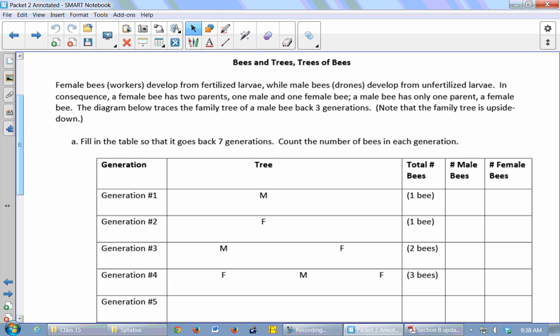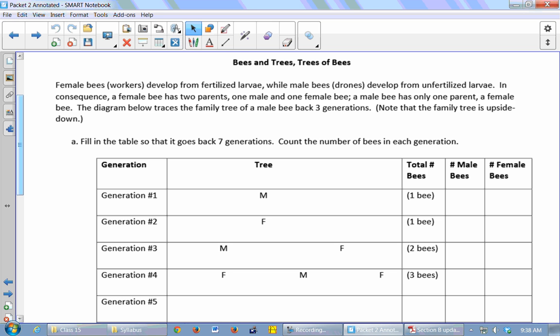Female bees, which are the worker bees, develop from fertilized larvae, while male bees develop from unfertilized larvae. As a consequence, a female bee has two parents, a male and a female. And a male bee has only one parent, just the female bee, because the larva was unfertilized.